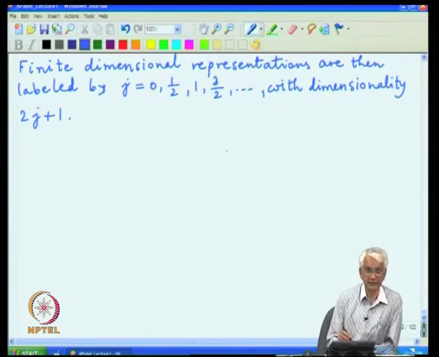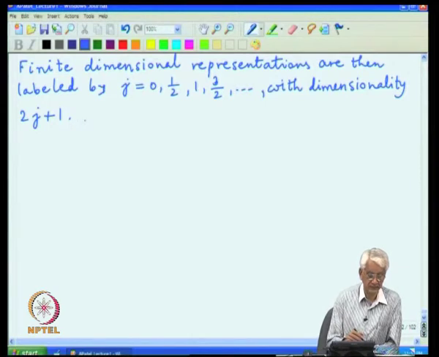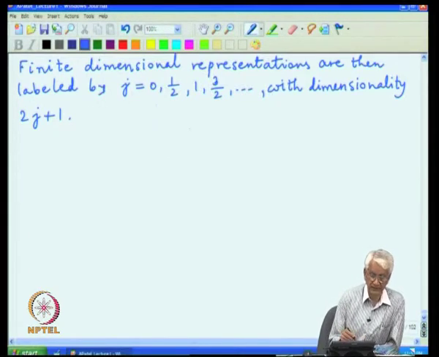The same procedure can be repeated for this N, because you can construct these raising and lowering operators that do not rely on the fact that the generators are Hermitian or not. In the case of angular momentum, the generators were Hermitian. In the case of N and N dagger, the generators are not Hermitian, but one can still get all the finite dimensional representations.